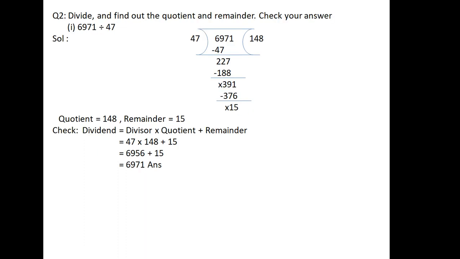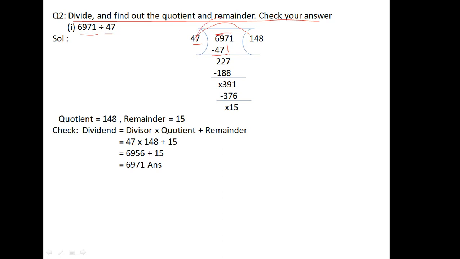Question number 2 says divide and find out the quotient and remainder. Check your answer. This is 6971 divided by 47. So we write 47 at the place of divisor and 6971 at the place of dividend. First of all I am taking the two-digit number, that is 69. So 47 multiplied by 1 will come 47. When we solve, it will come 22 as a remainder, then 7 will come downside.